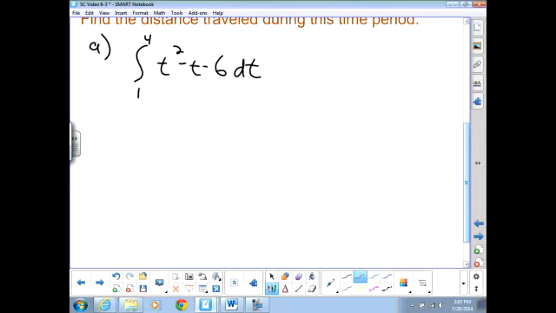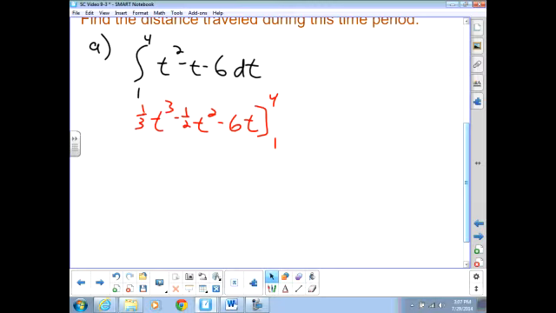So we'll take our antiderivative. We'll have t to the third, we'll need a 1/3 out front. We'll have a t squared, we'll need a minus 1/2 out front. And we'll have minus 6t. And we'll evaluate that from 1 to 4. So we'll plug in our 4.